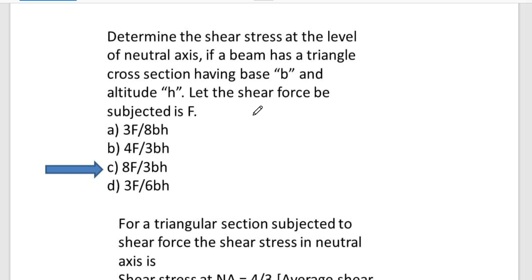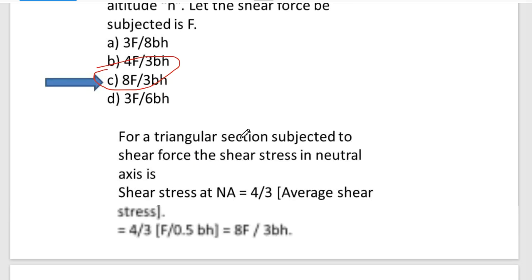Next, question number 30. Determine the shear stress at the level of the neutral axis of a beam that has a triangular cross section having base b and altitude h. Let the shear force be F. The shear stress will be 8F by 3bh. We have to remember this formula.